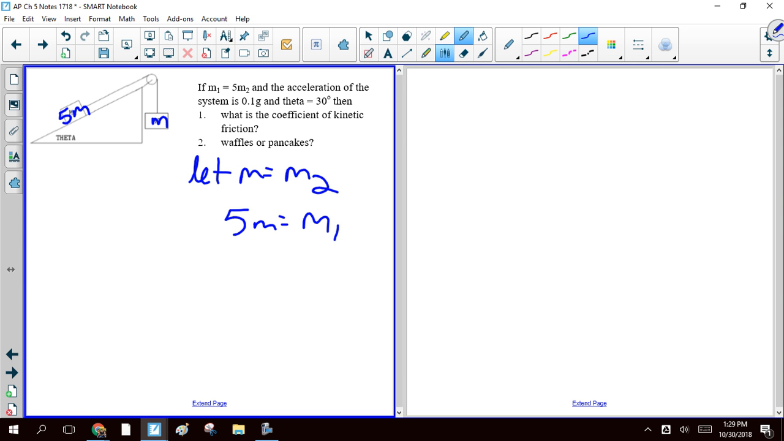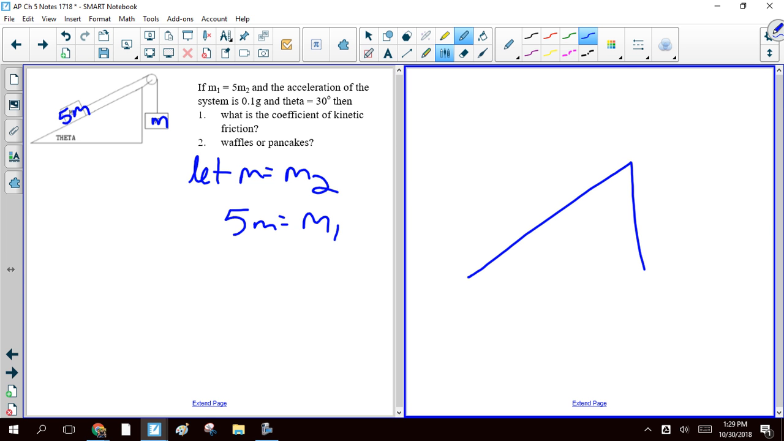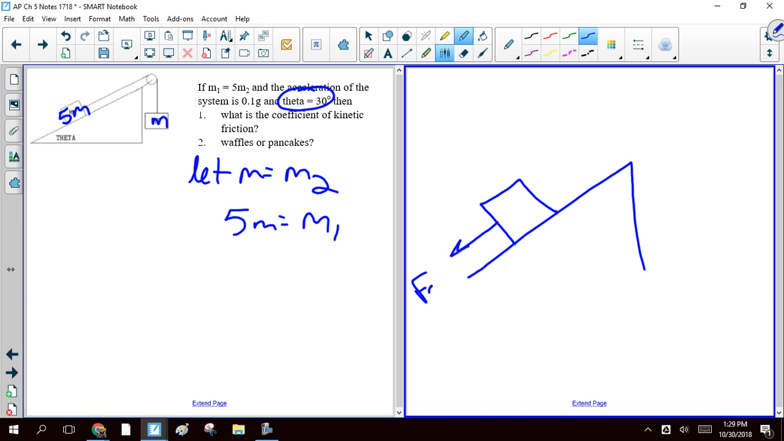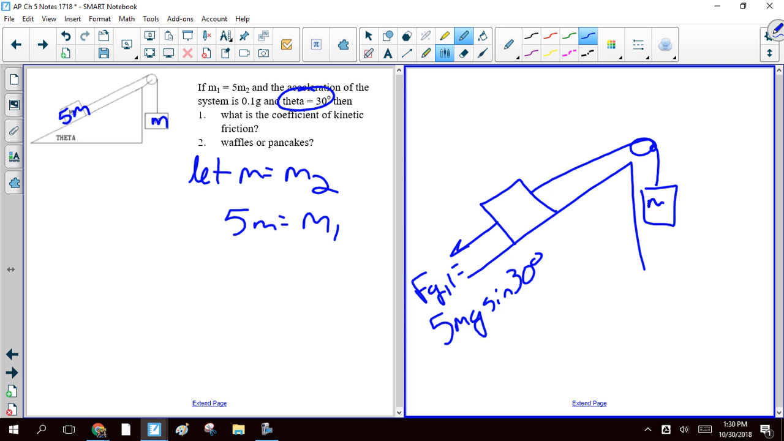So let's make a free body diagram for the system, right? Over here, we're going to have our FG parallel, which is 5mg times the sine of 30 degrees, 5mg sine 30 degrees, okay? And over here, we've got our other block that has a mass of m, so there's a force over here of mg.